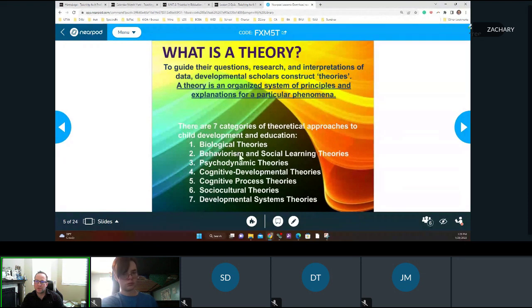There's biological theories, behaviorism and social learning theories, psychodynamic theories, cognitive development theories, cognitive process theories, social cultural theories, and then developmental system theories. There's a lot. And that's what a lot of these researchers, if you want to get a PhD and stuff like that, you're probably going to be researching in some type of theory.